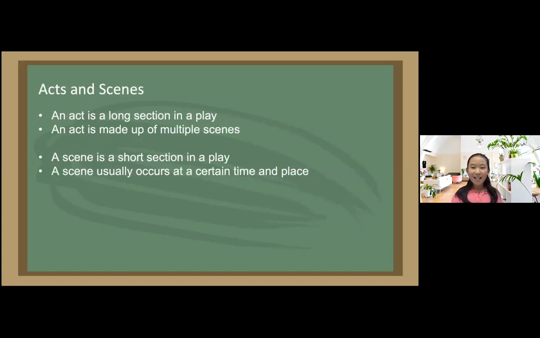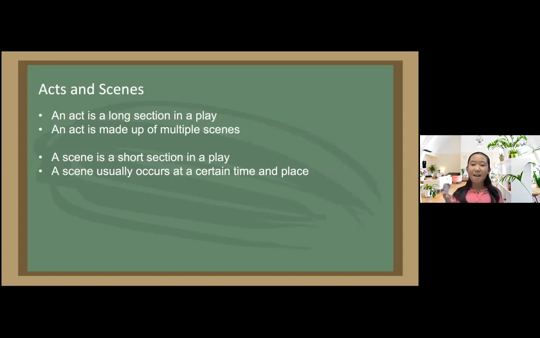Now let's take a look at acts and scenes. An act is a long section in a play, and an act is made up of multiple scenes. A scene is a short section in a play, and a scene usually occurs at a certain time and place. So if a play does not have a certain time and place, it will most likely not have a scene.